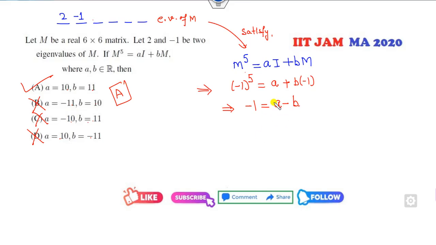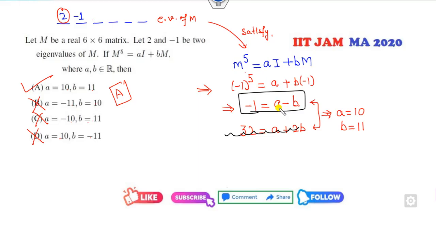Otherwise, if you are unable to make a decision, then you can write a second equation also, that is my 32, which is a plus 2b. You can solve these two equations. Again you will get a is 10, b is 11. But make sure there is no need of this because I got the options from these equations.